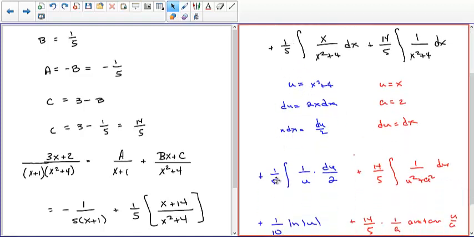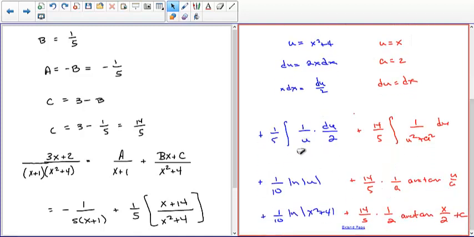So here we have 1/5. 1 over x squared plus 4 is 1 over u. x dx is du over 2. Here, x squared is u squared. 4 is a squared. So you can look both of those up in your integral tables. The integral of 1 over u du is the natural log of the absolute value of u. 1/5 times a half is a tenth. The integral of 1 over u squared plus a squared du is 1 over a arctangent of u over a.